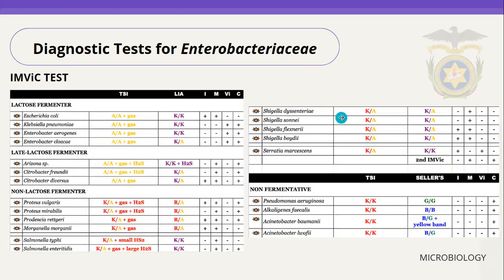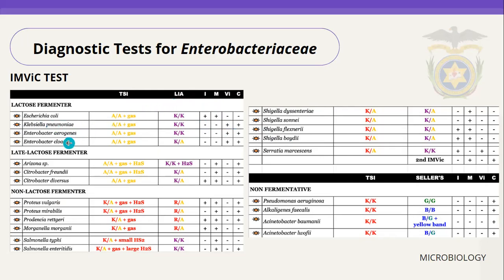Here, I summarized for you guys the different IMViC reactions of the following members of Enterobacteriaceae. So when someone asks you what's the IMViC reaction of E. coli, you shouldn't answer positive alone. It should be complete. For example, E. coli is positive, positive, negative, negative. And I also incorporated the TSI and LIA reactions of them.